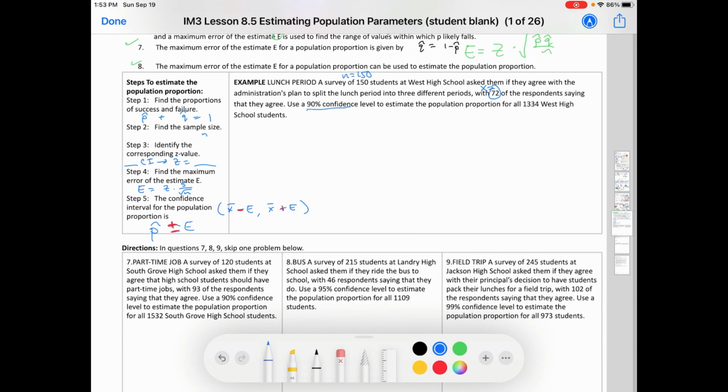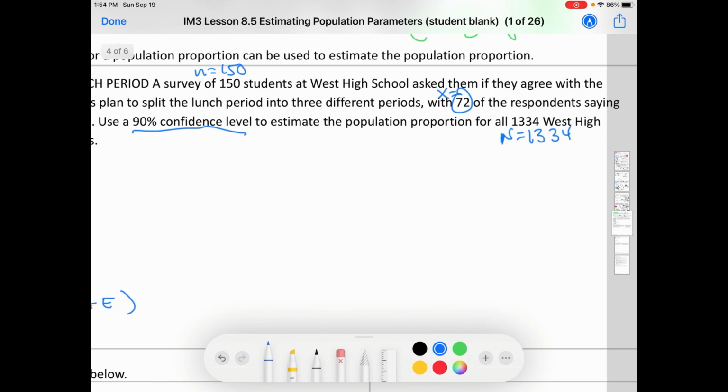Use a 90% confidence interval to estimate the population proportion of all 1,334. We didn't talk about this before, but I'm going to tell you now. I have a lowercase n, which is my sample size, and capital N represents the population. Let's see if I can help you remember that: sample and population. Watch.